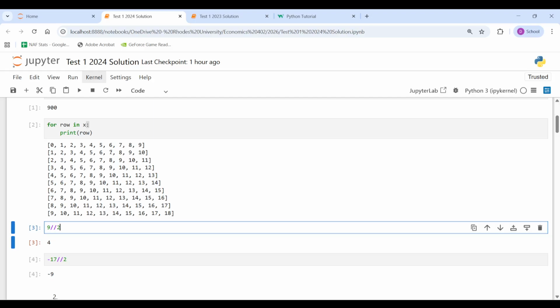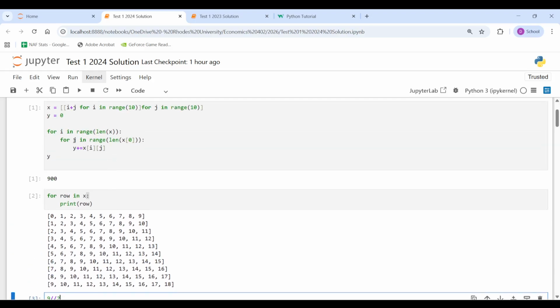Okay, so we're checking all possible combinations of j being double i. The highest that j can be is 9. So if I divide 9 by 2 with integer division, then the max j can be double i is 8. So then I just check all of the values that i can be between 0 and 4, which is 5 values. If I double 0, I get 0. If I double 1, I get 2. If I double 2, I get 4. If I double 3, I get 6. If I double 4, I get 8. If I double 5, I get 10, which is beyond the scope of j.